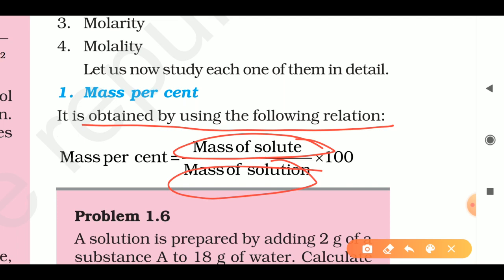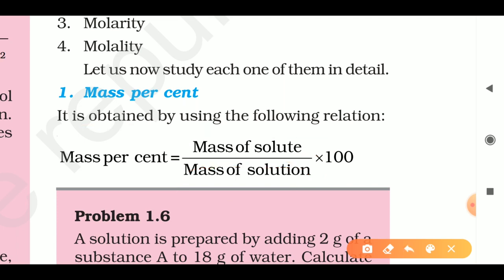That is not the solvent, that is the solution. Clear? That is not the solvent, it is the solution. That is known as the mass percentage method. Again, mass percentage is mass of solute upon mass of solution into 100.